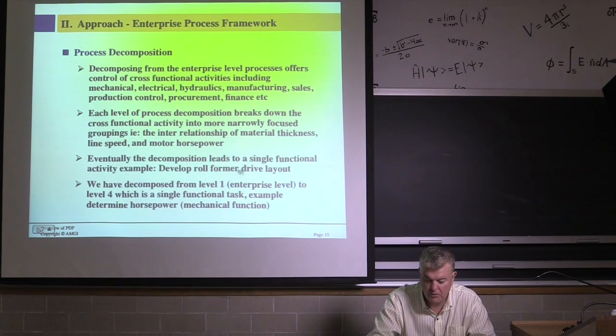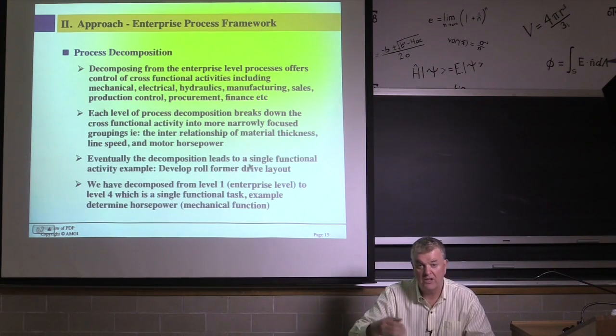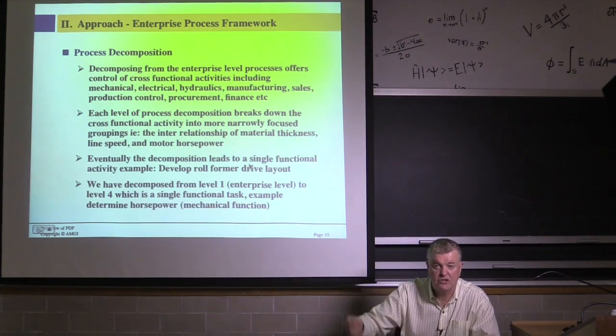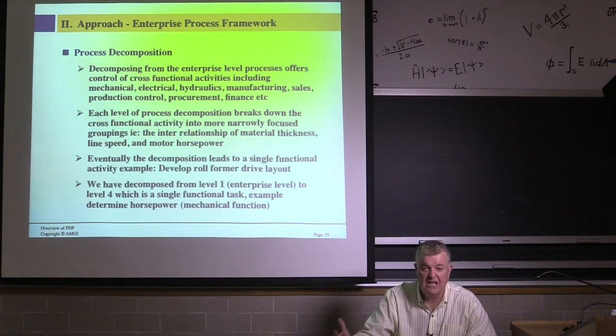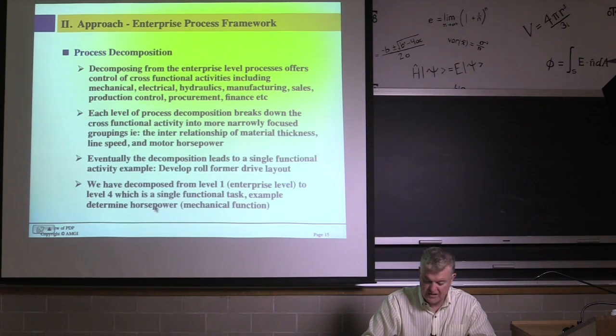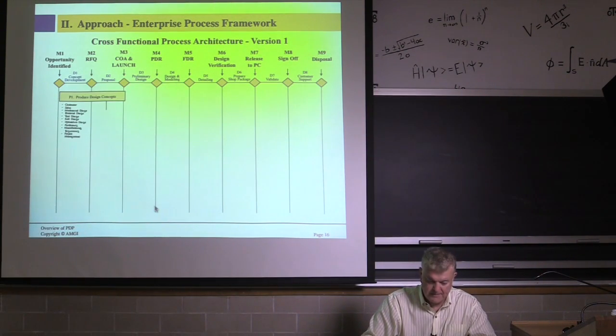For example, develop a roll form or drive layout. An expert would do that, but he would have to make sure that he connects with the hydraulics guy, the tooling guy, the manufacturer, the trades on the shop floor, the tool makers. We have decomposed from level 1, the enterprise, to level 4, which is a single task. Let's show you an example here.